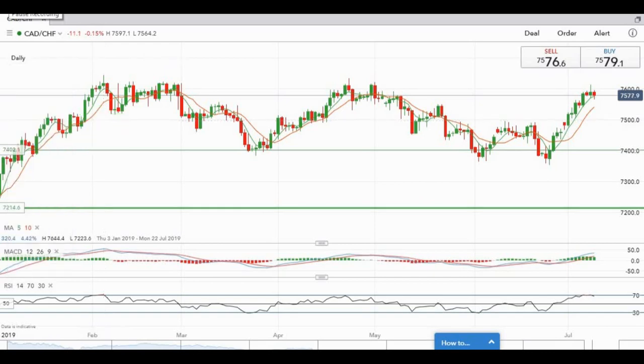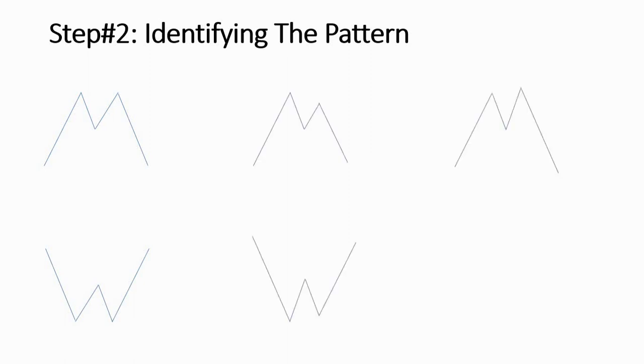So that brings us on to step 2, which is identifying the pattern. Unfortunately, in the real world charts, the patterns are never as clear as the textbook examples. Often, you will see that the tops of the double tops don't line up, and the same with the bottoms of the double bottoms. However, I'm going to give you a few simple guidelines to recognize them.